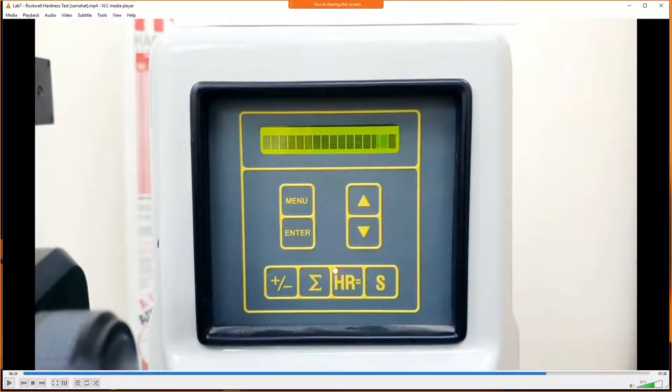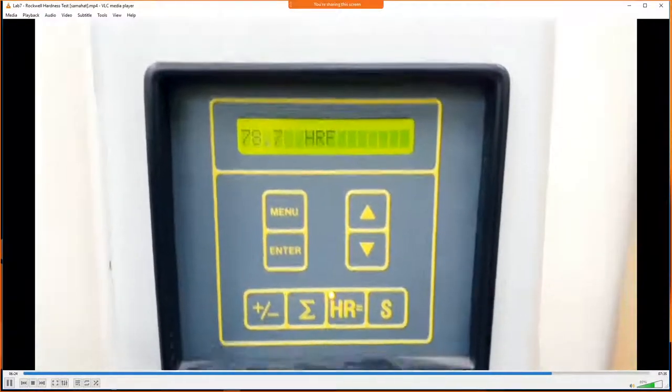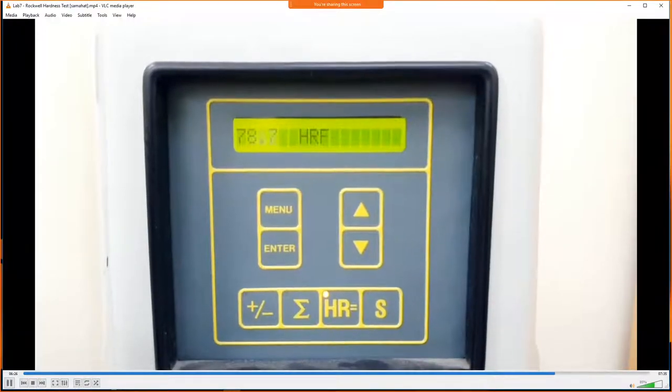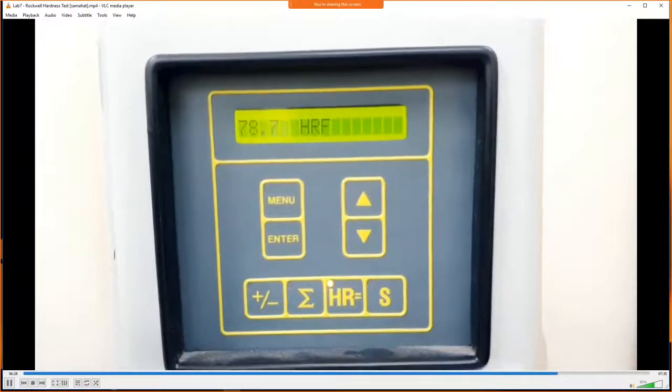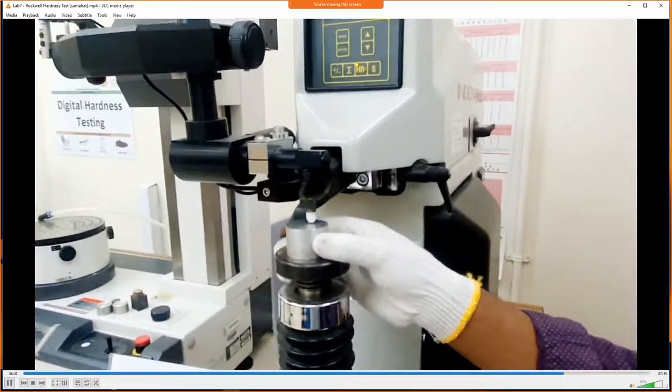So now brass finished, we're moving on to aluminum here. In this case, the hardness of the aluminum sample is coming out to be 78.7 HRF. Again, we noticed aluminum was having less hardness than the brass. Interesting.